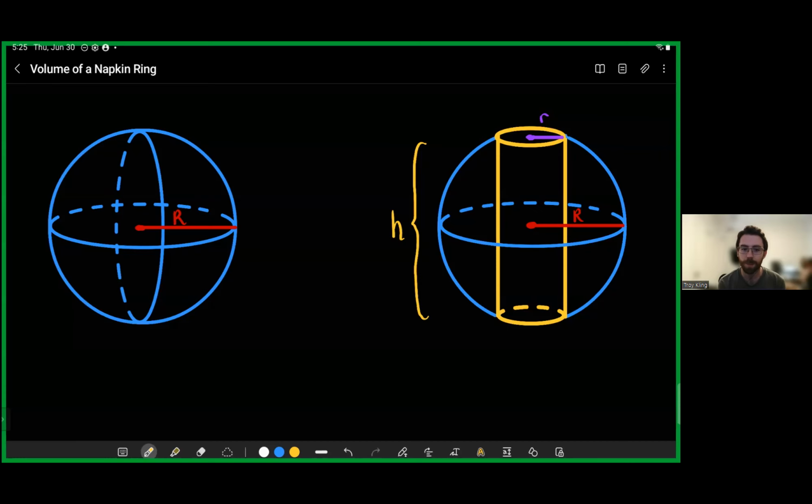Hi, everyone. There's a pretty tricky problem on the homework this week, so I thought I would record a video and at least help you set up the geometry. So this is what the problem sort of looks like.